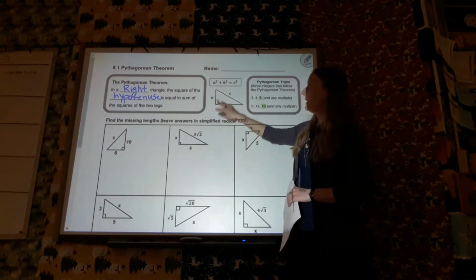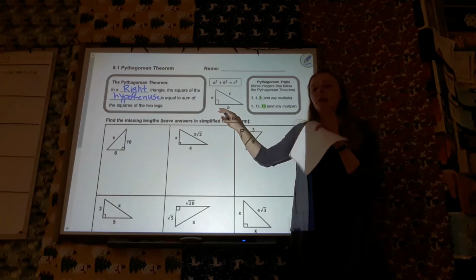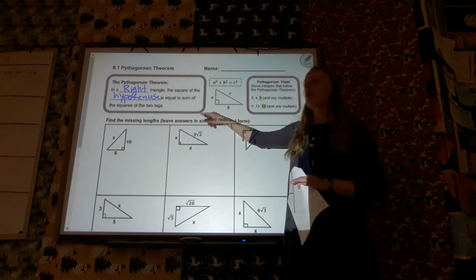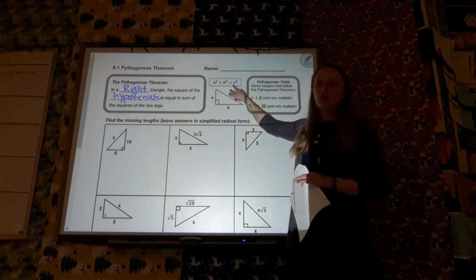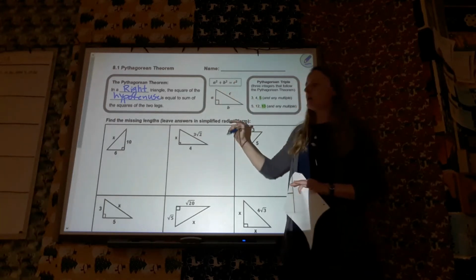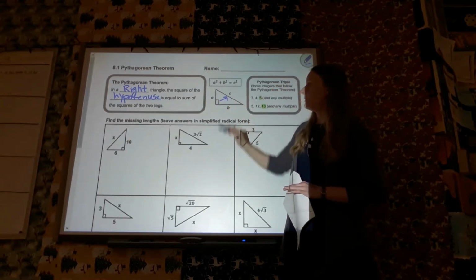So the a and the b, as illustrated in this picture, are referring to the two legs. The legs of a right triangle are the two sides that create the right angle. And then the hypotenuse, which is always c at the other side of the equation, is the longest side, the diagonal side that's across from the right angle.